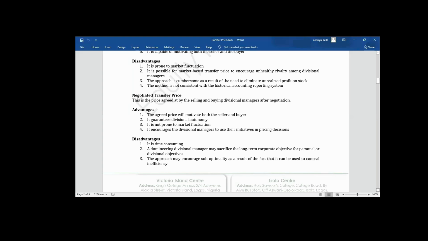Disadvantages of this method: it is time consuming. Number 2, a domineering divisional manager may sacrifice long-term corporate objectives for personal divisional gains. You know, when you are discussing, some people are domineering. It is their view. It is what they want. Lastly, the approach may encourage suboptimality because it can conceive inefficiency. Two managers now agree between themselves, let's determine this price like this. It could lead to suboptimality.